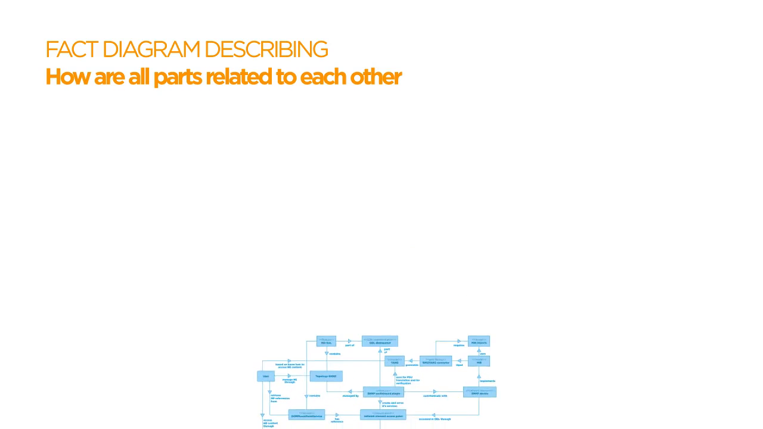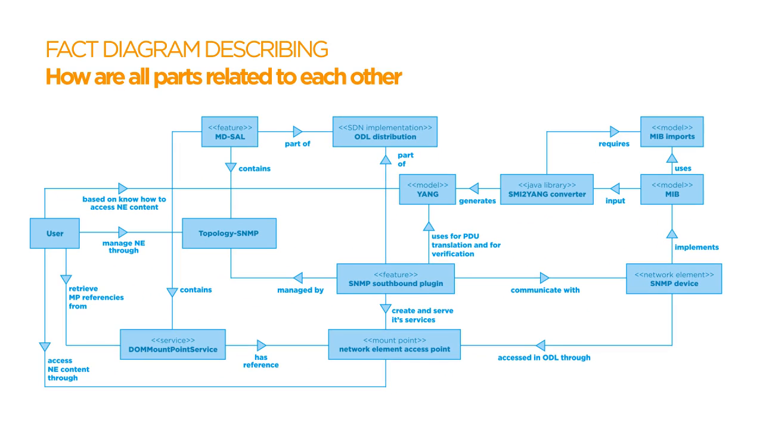To fully integrate an SNMP device into MD-SAL, we need to have its YANG model available. To ease the explanation of what a YANG model actually is and how it relates to a MIB, we are going to use a fact diagram. A fact diagram is composed of facts represented by arrows and terms represented by boxes. We will use terms in place of system parts and components and facts to describe their relationships. Let's start from the top.